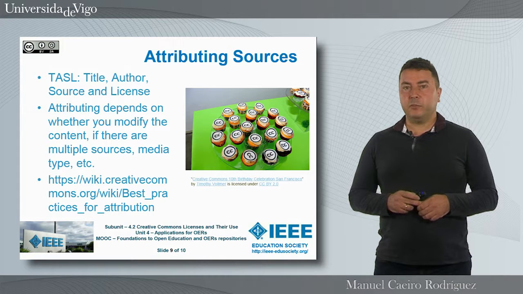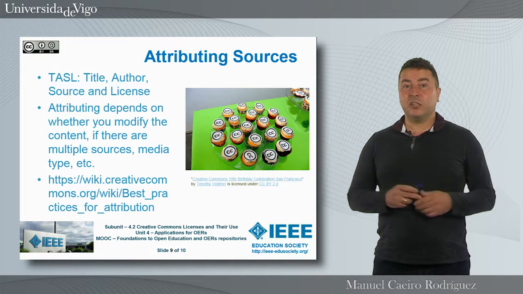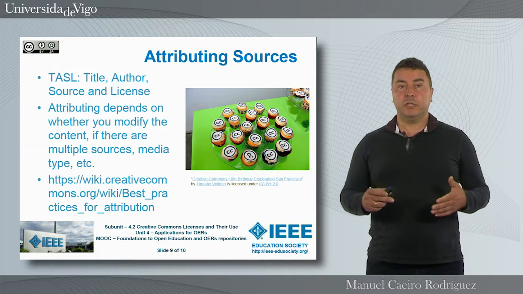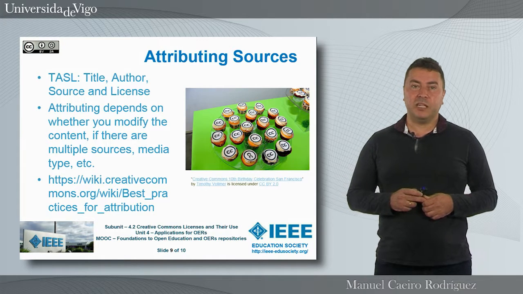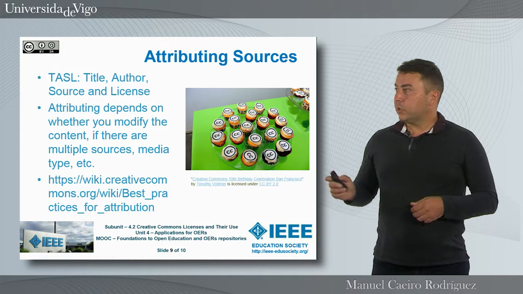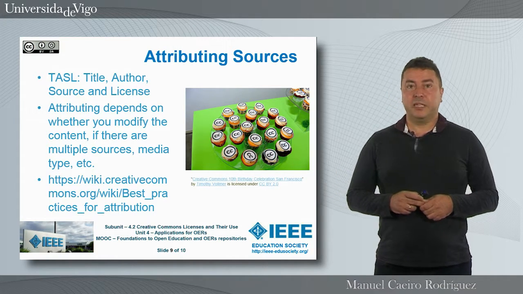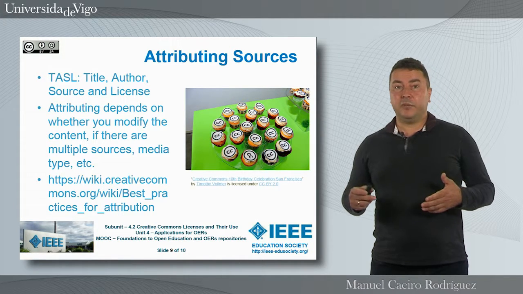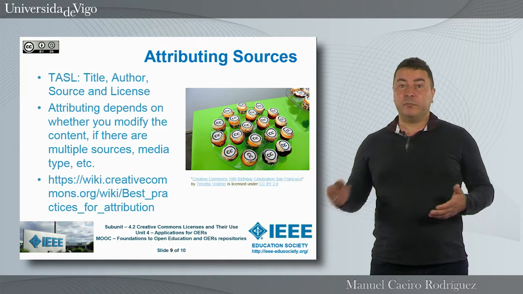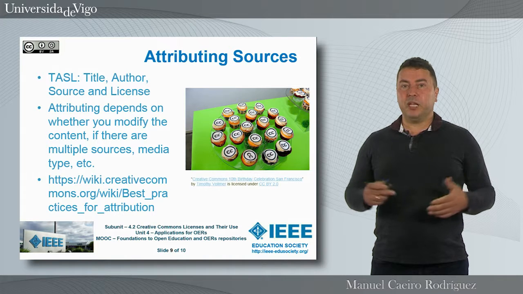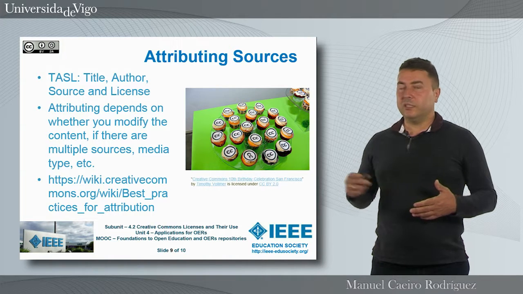You can use Creative Commons licensed materials as long as you follow the license conditions. One condition of all Creative Commons licenses is attribution. Here is an example of an ideal attribution because it includes title, author, source, and license. Nevertheless, how you attribute depends on whether you modify the content, if you create a derivative, if there are multiple sources, etc. You can find detailed information about a great variety of scenarios at this web address.